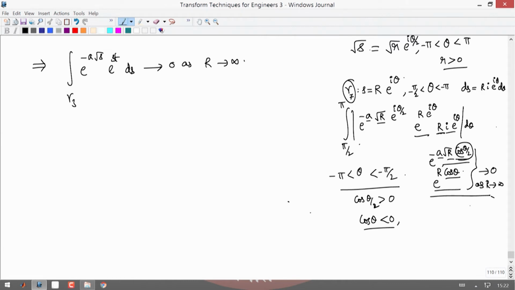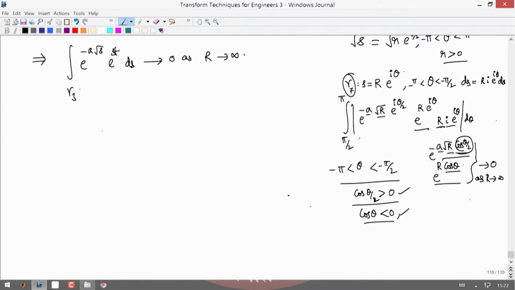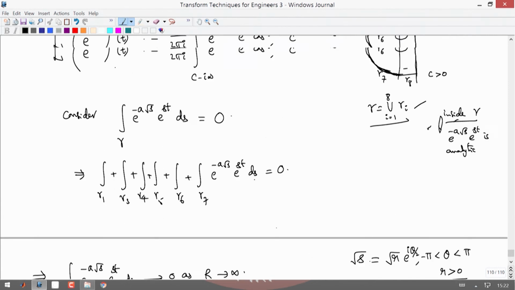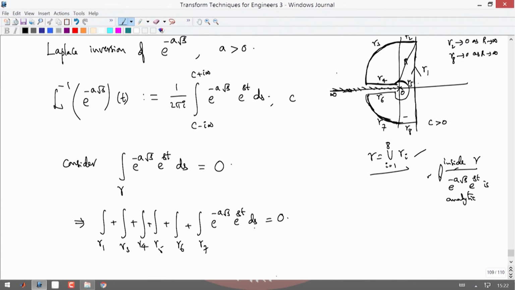So, in this case, minus pi to minus pi by 2, you see that cos theta by 2 is positive, and this is negative. Again this goes to 0 as r goes to infinity, the same technique. So, gamma 3 plus gamma 7 both go to 0 as r goes to infinity, and the integral over this part is not contributing. So, you have to look at gamma 4, gamma 6, and gamma 5.